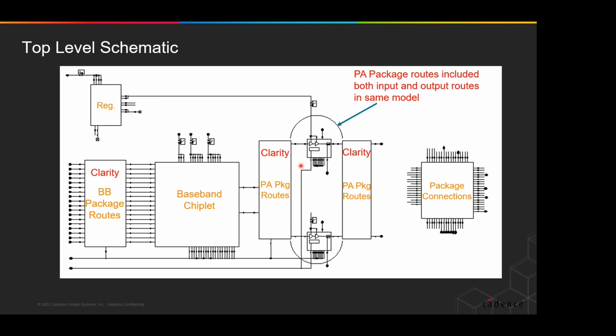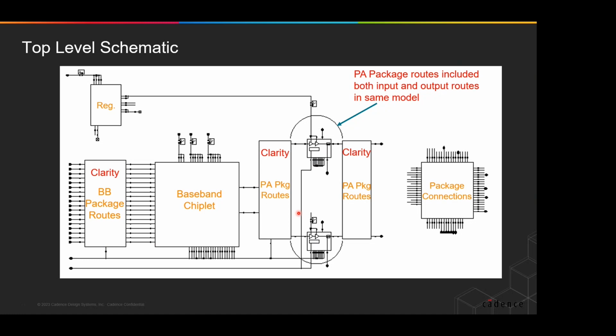So what does that look like from a schematic perspective? Well, from a schematic perspective, we have our baseband chiplet here. We have 2 power amplifiers here. We have our regulator here, and then we have all of our routing extracted in full FEM 3D from Clarity. Note that the baseband chiplet routes are fully extracted because they're running at a frequency of 1 gigahertz.